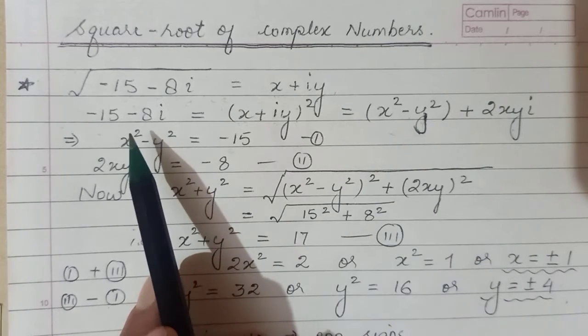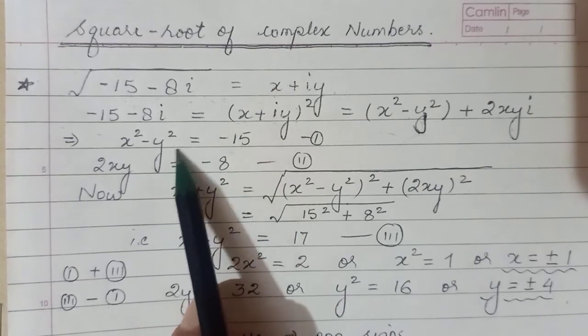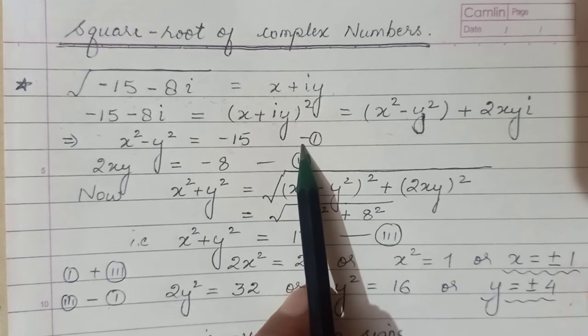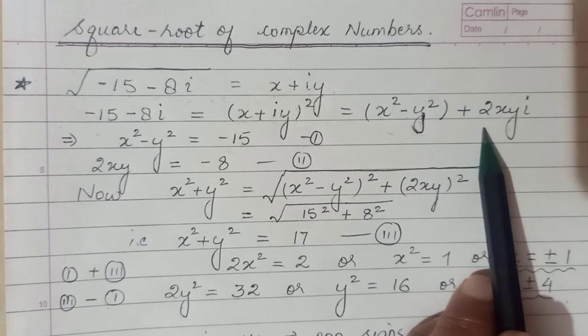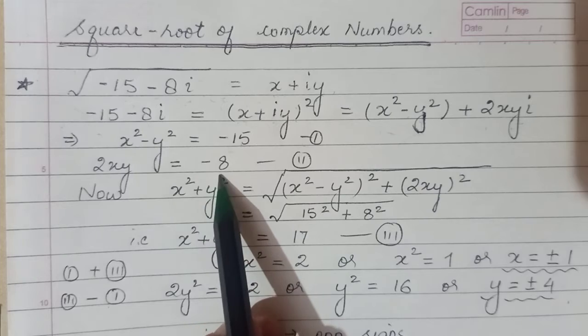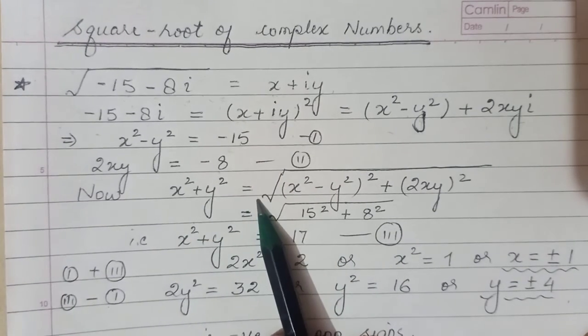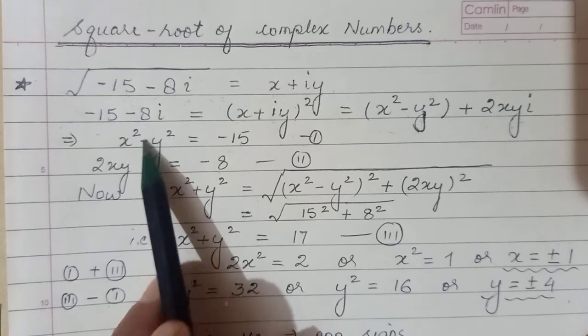Now comparing both the sides, this was your real part minus 15, and from here the real part is x square minus y square. So that is one equation we get. The other equation you get from equating the imaginary part, that is 2xy, which would be equal to the imaginary part here, minus 8. These are your two equations. Now you just have to solve these simultaneously.